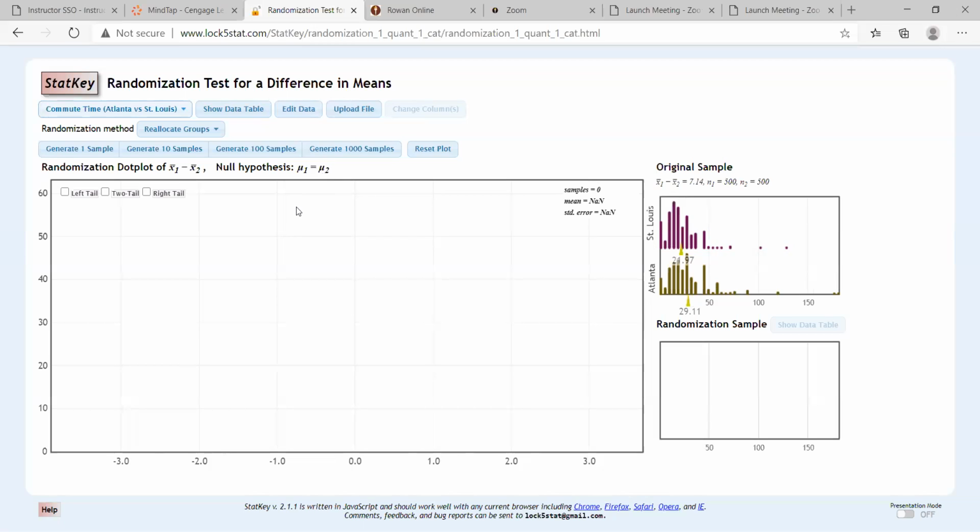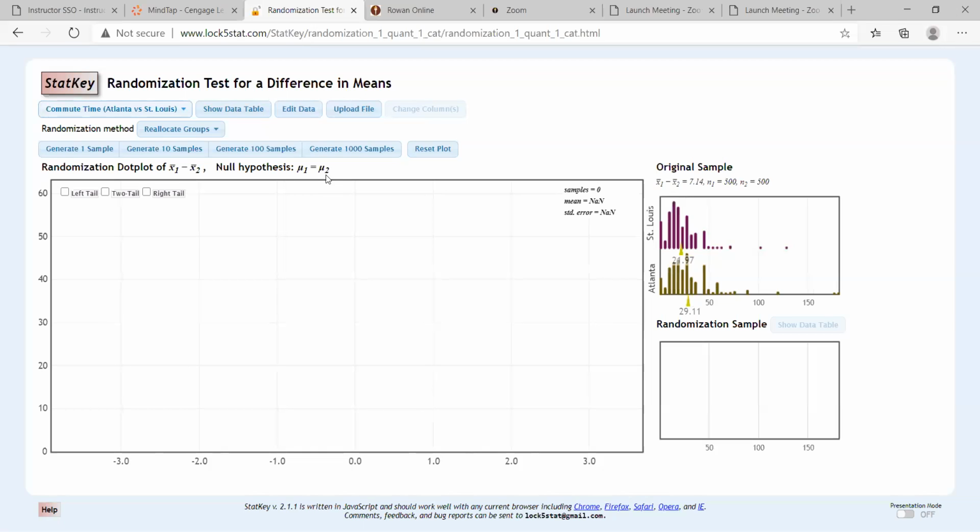I hope you can see algebraically that if we subtract u2 from both sides of these equations, we would have u1 minus u2 on the left and 0 on the right. So when we say u1 is equal to u2, it also means that u1 minus u2 is equal to 0. So the null hypothesis in terms of the difference in means is that u1 minus u2 is 0, because we're assuming the two commute time averages are equal.